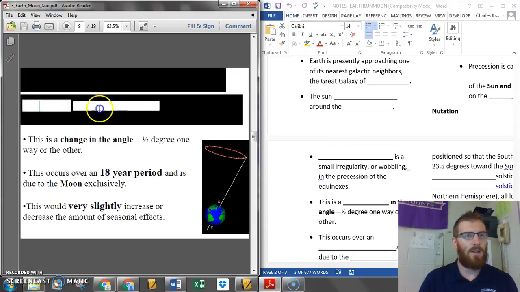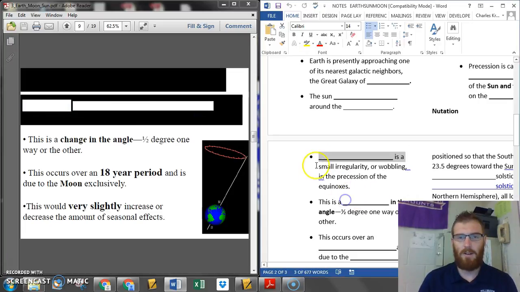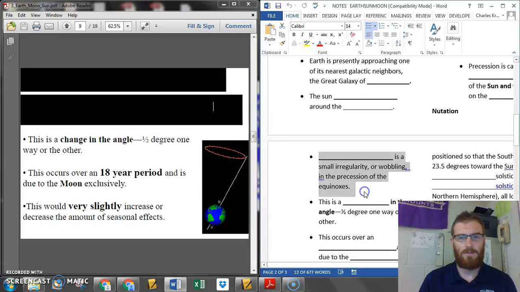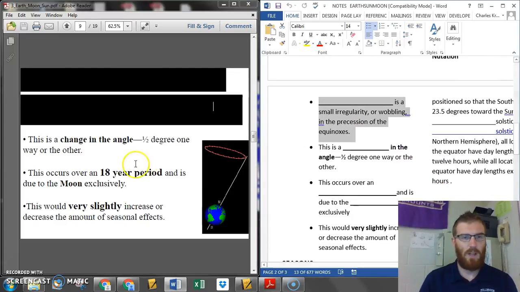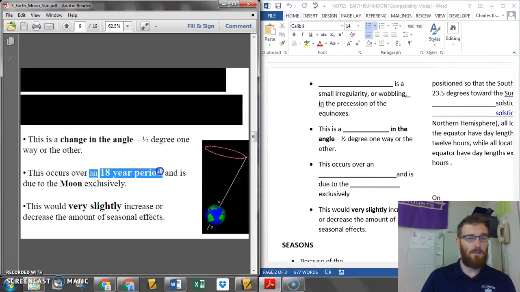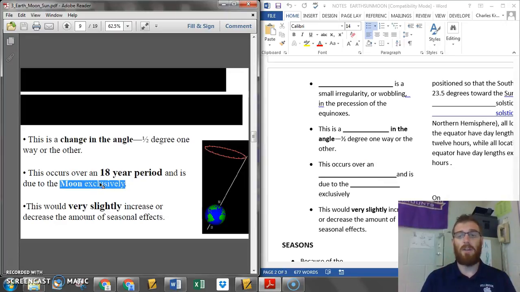I don't know why this is blacked out here, but it is a small irregularity or wobbling in the precession of the equinoxes. This is a change of about 1/2 degree in the angle one way or the other. This occurs over an 18-year period and is due to the moon's gravitational pull specifically, not the sun in this situation, just the moon. And this would very slightly increase or decrease the amount of seasonal effects there are.